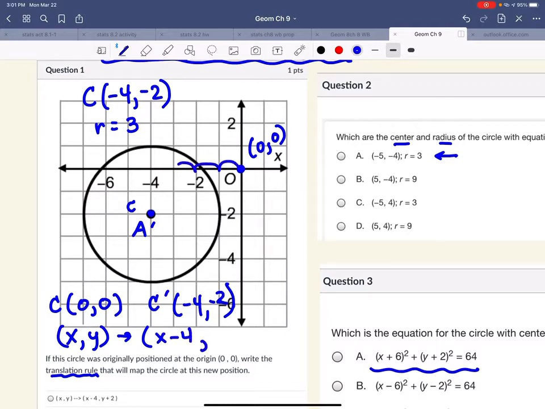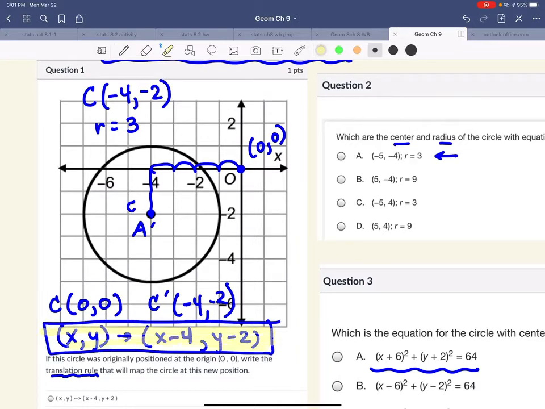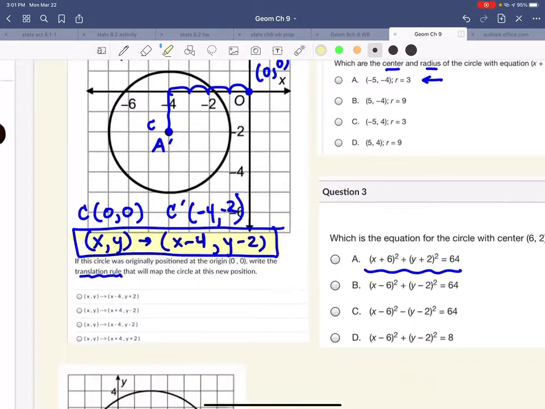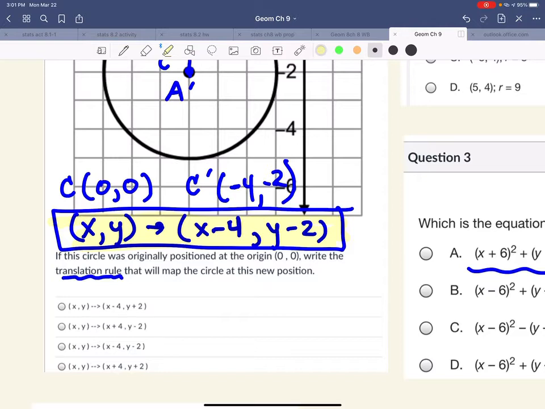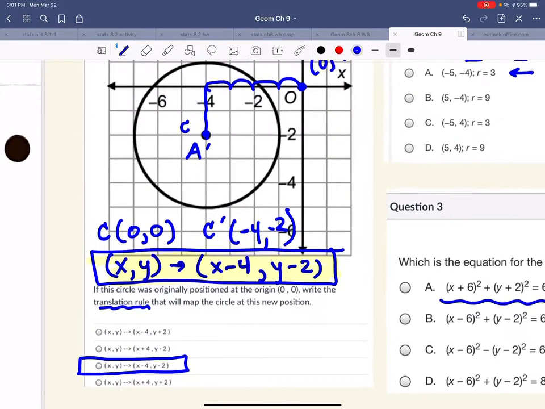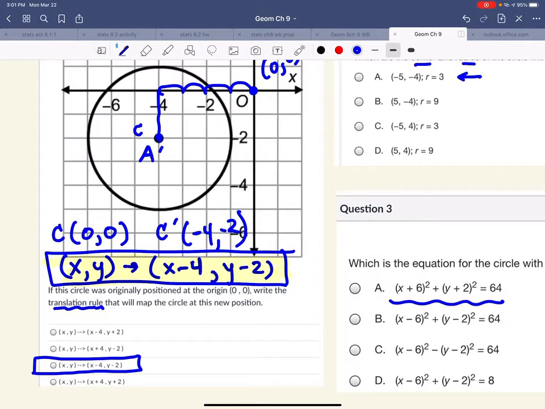I had to move it left, so to write it left, I subtract 4, and I moved it down 2, so I would subtract 2. So this is not the opposite of what we might think. Our translation rule is the direction we would think. When I go to select which one is right, I see this one as my choice, B. The second one matches what we have here. So the translation rule is not written backwards, but the circle equation is written backwards, and it's important to remember that distinction.